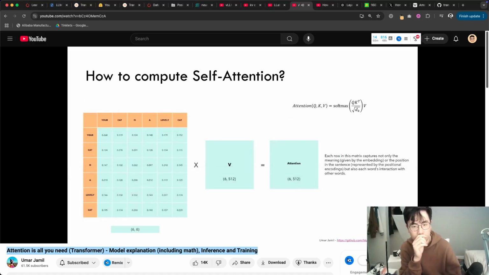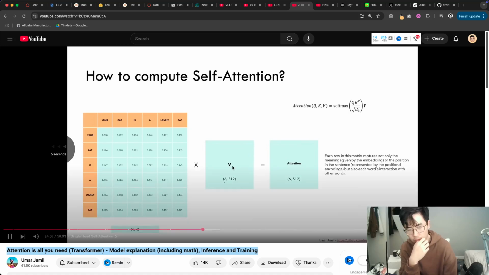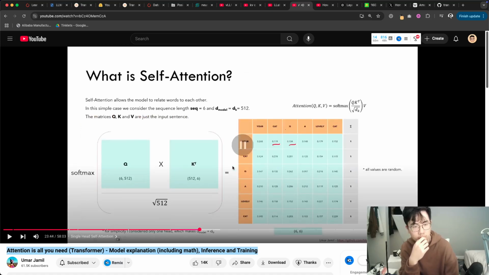Let's go forward. We multiply this matrix by V, and we obtain a new matrix which is 6 by 512. So if we multiply a matrix that is 6 by 6 with another matrix that is 6 by 512, we get 6 by 512.